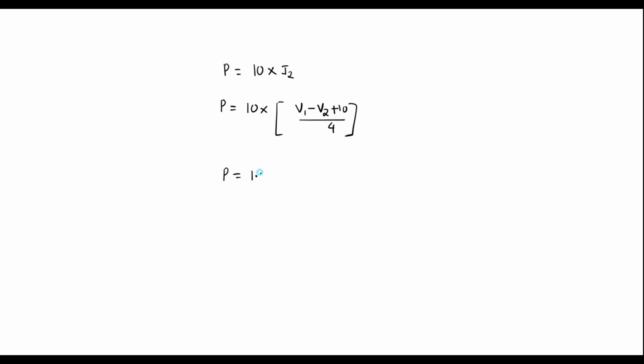P is equal to 1.735 watts. This is the power supplied by the 10 volt source, and it is calculated using node analysis.